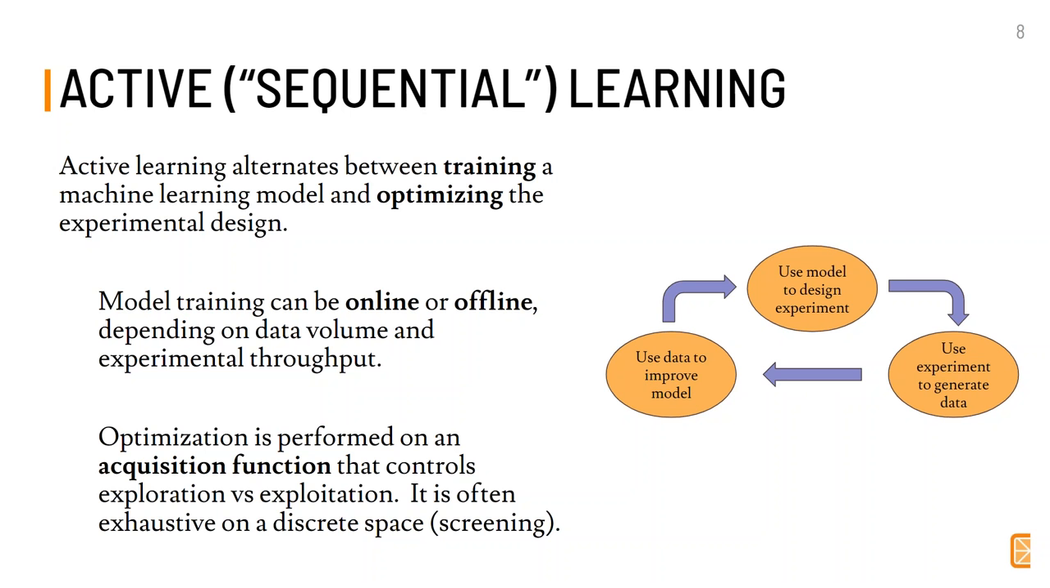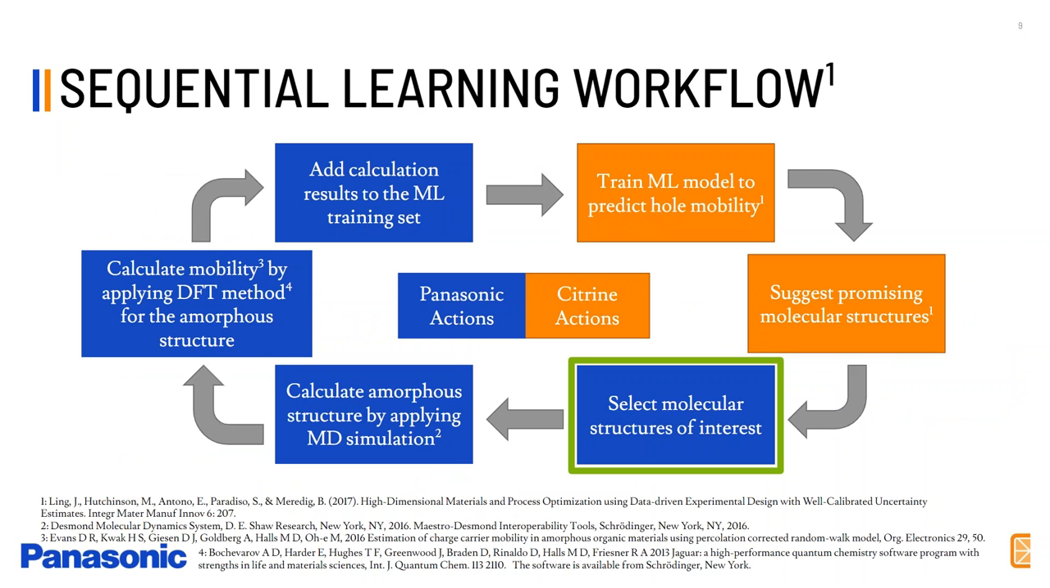So to make this pattern concrete, here's one example that we did with a commercial partner, Panasonic. Panasonic was interested in discovering organic semiconductors that had higher Hall mobilities. So if we start up here, basically, we entered the loop in this position. Panasonic gave us a data set. We trained a machine learning model on it in order to predict the Hall mobility. And that's the training part from before. This is the optimization part from before.